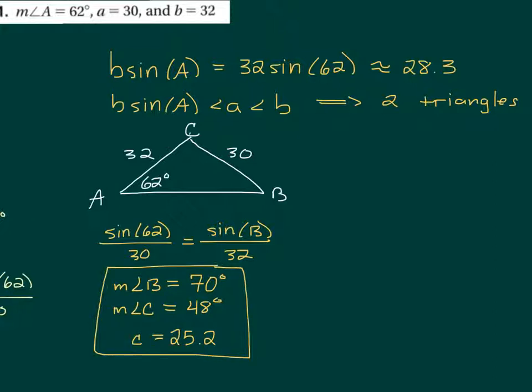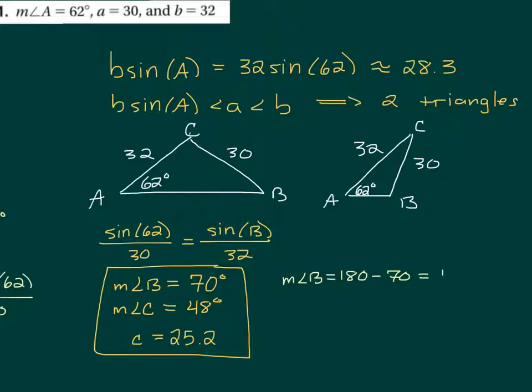Now how can we have two? Our other triangle is going to look like this. A, C, B. This is 32, this is 30, this is 62 degrees. The nice part is once you've solved the first one, the second one doesn't really require much work. In our second triangle, the measure of angle B is just going to be 180 minus whatever angle B was in the previous problem. So 110 degrees.